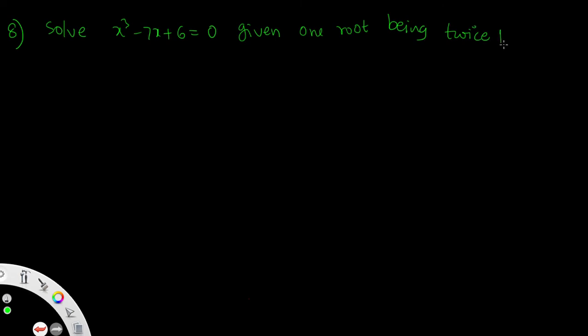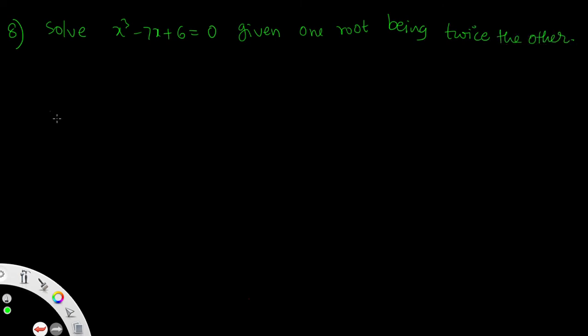Solve x cube minus 7x plus 6 equal to 0, given that one root is twice the other root.